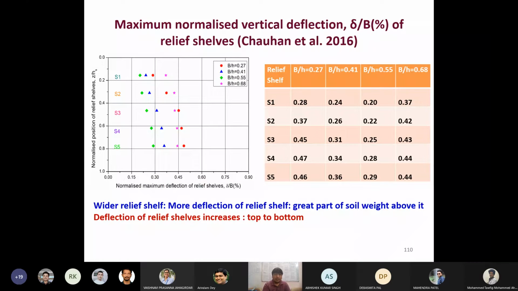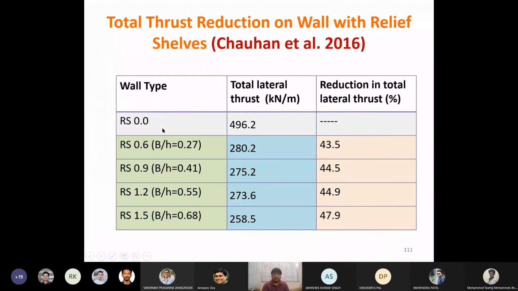Okay. Similarly, along with the backfill settlement, we have noted the vertical deflection of the relief shell. In the case of the yielding wall, the relief shell in the topmost position has a smaller reduction compared to the relief shells placed at the bottom sections. Okay, so the total thrust reduction we could witness was ranging somewhat from 43 to 47%.